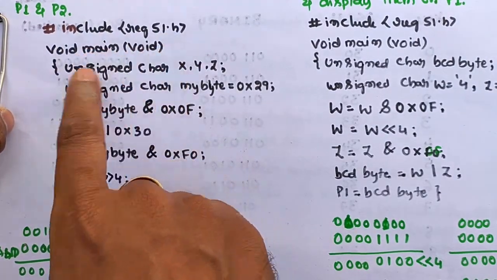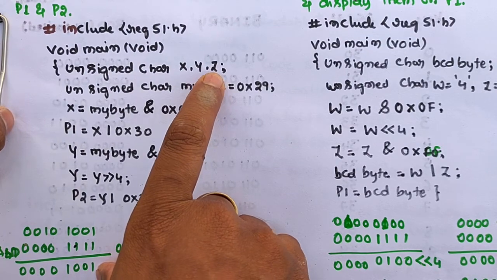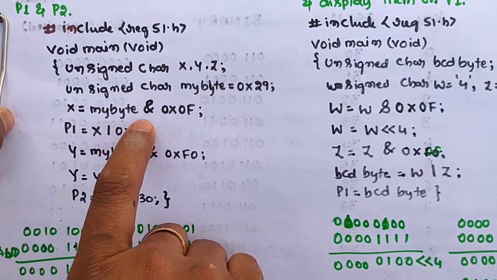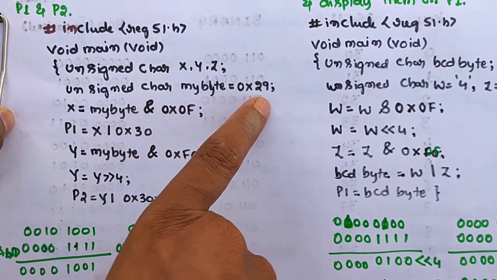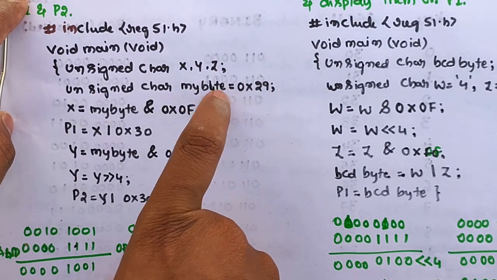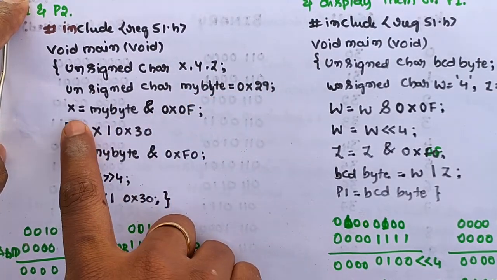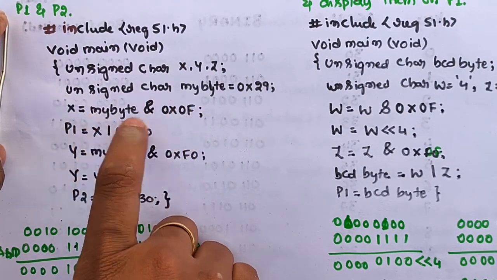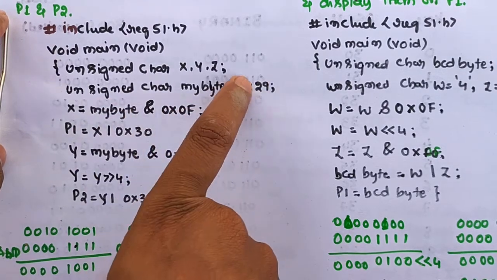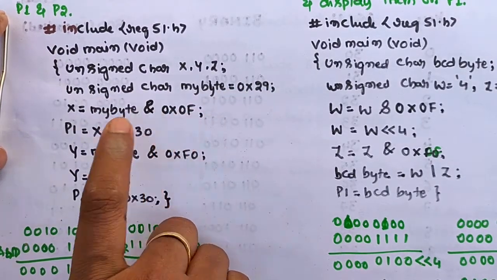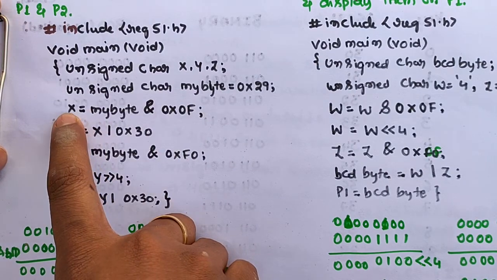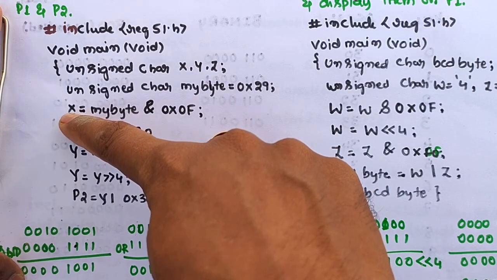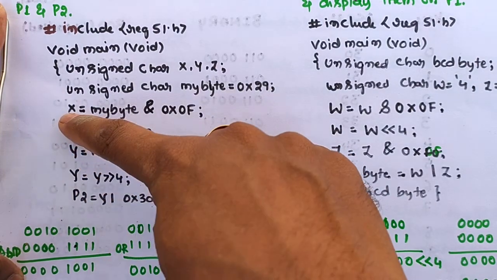Okay, now I will write the program: #include <reg51.h>, void main, unsigned char x, y, z, because I need to use variables. x is equal to, unsigned char mybyte as 29, because the given input is BCD, I need to take it as mybyte. So x is equal to mybyte AND 0x0F. So the AND operation I am going to perform on mybyte with 0F, so the x value will become 09.